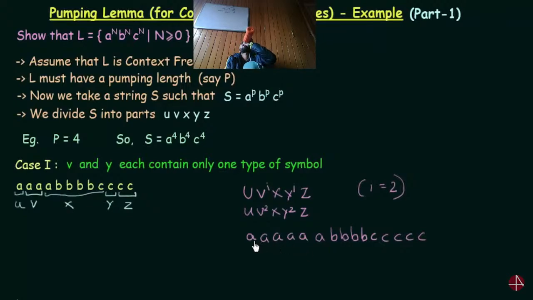Now let me count how many a's are there. 1, 2, 3, 4, 5, 6. There are 6 a's, and how many b's? 1, 2, 3, 4. 4 b's, and 1, 2, 3, 4, 5.